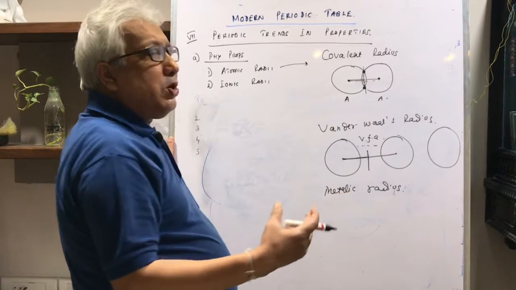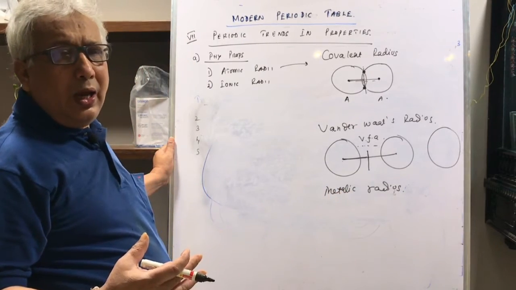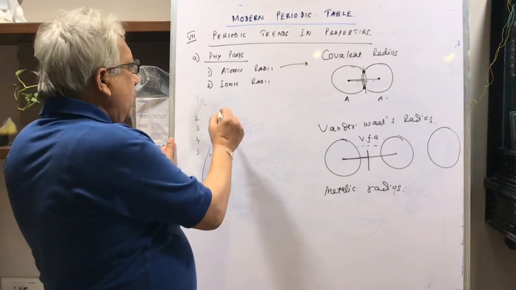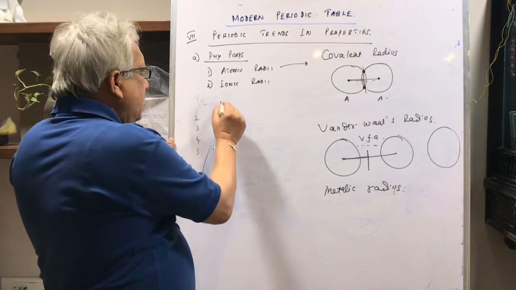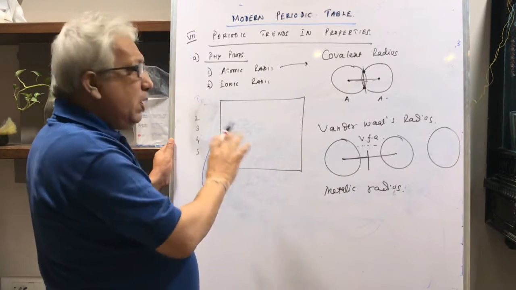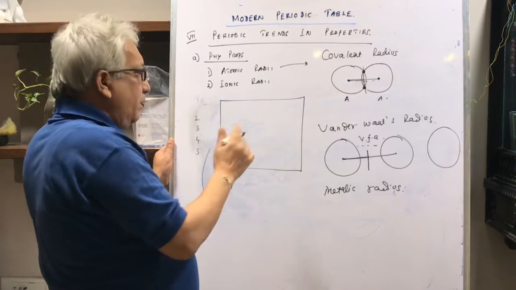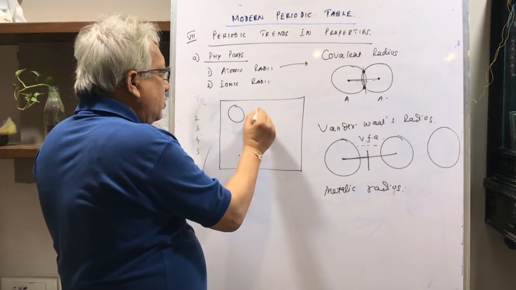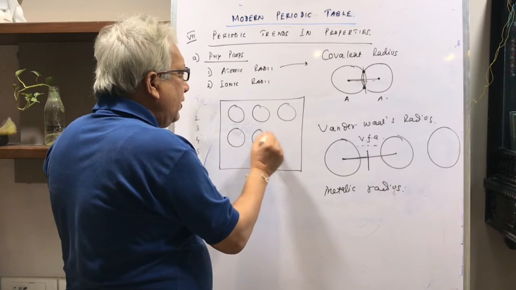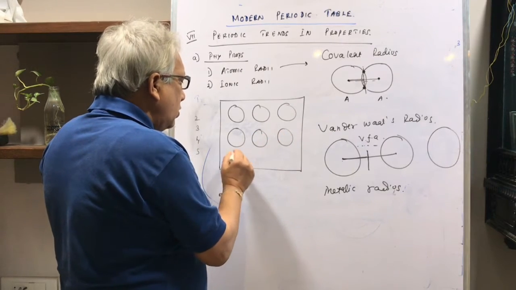Metallic radius is measured for the elements which exist in the form of metals. Now in case of metals, what happens, children? Let us say this is the crystal lattice of the metal, and please imagine this to be a three-dimensional thing. So these are the metal atoms. Let me say they are monovalent atoms, that is, they will lose only one electron, like sodium.